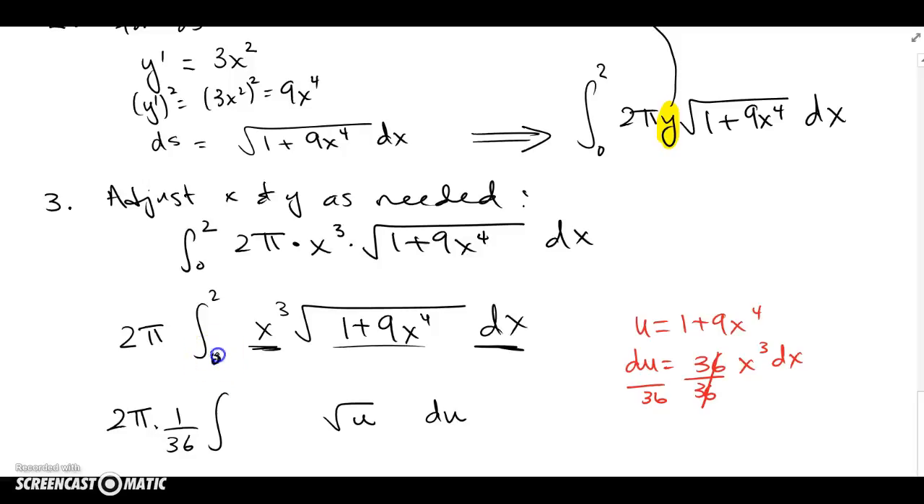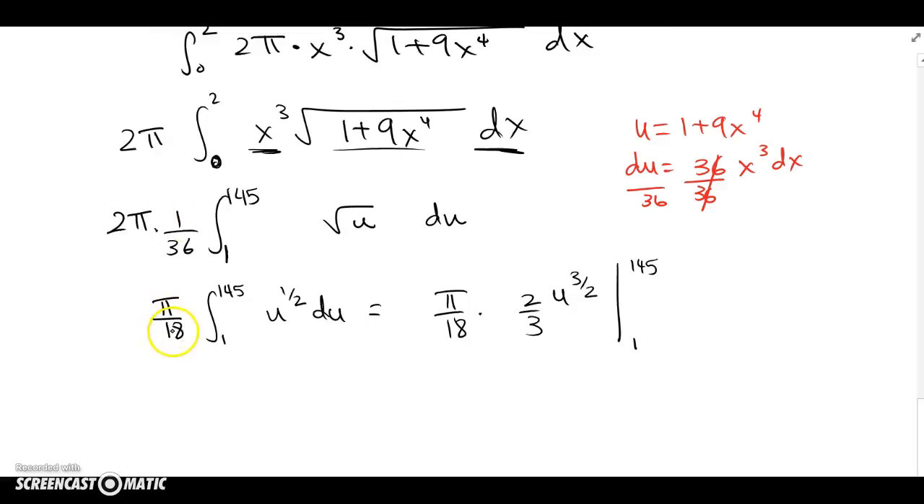So when x is 0 here, this piece is gone and u happens to be just 1. And when x is 2 and I put 2 in here, 2 to the 4th is 16 times 9 plus 1, that's 144, plus 1, 145. So I changed my limits of integration. Now I'm ready to go do this integral that's not so bad at all.